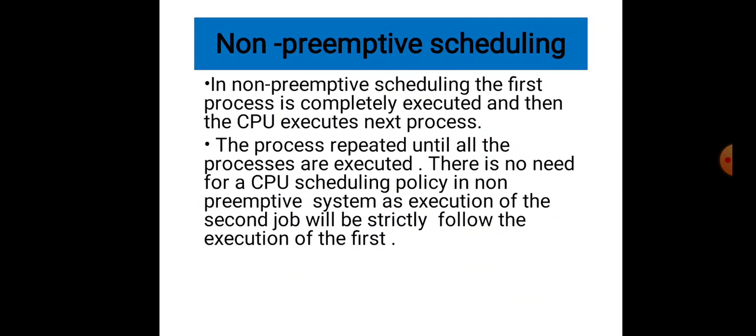Next, non-preemptive scheduling. In non-preemptive scheduling, the first process is completely executed and then the CPU executes the next process. This repeats until all the processes are executed. There is no need for a CPU scheduling policy in a non-preemptive system, as the execution of the second job will strictly follow the execution of the first. This is all about process management.